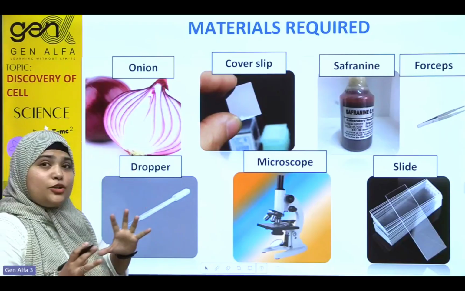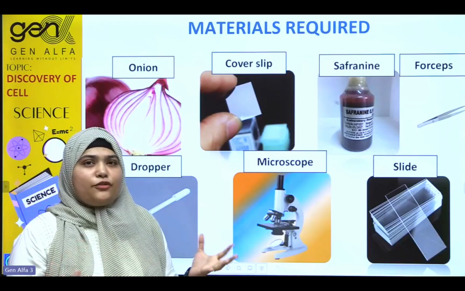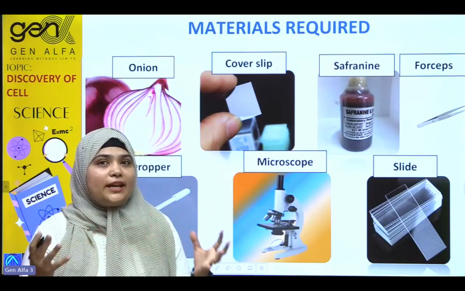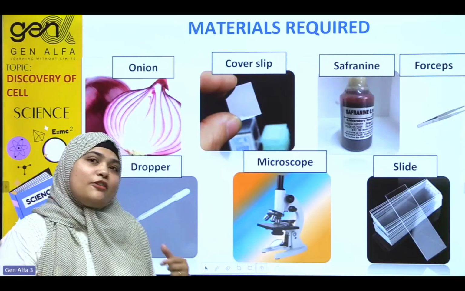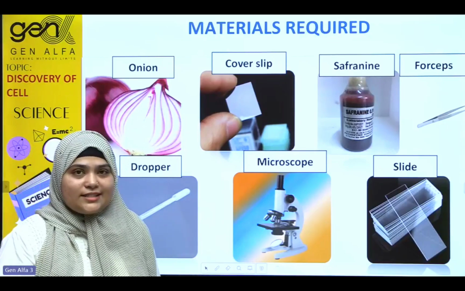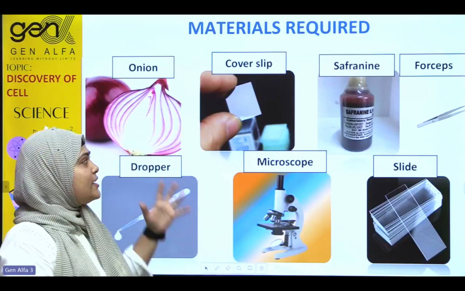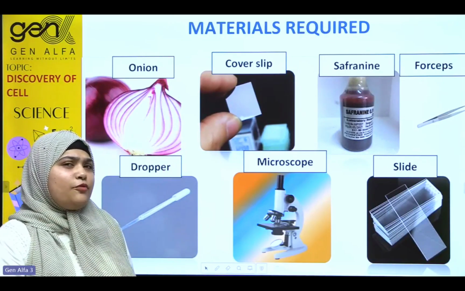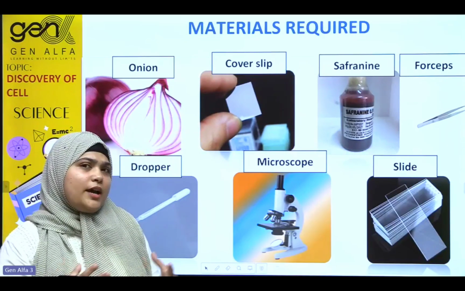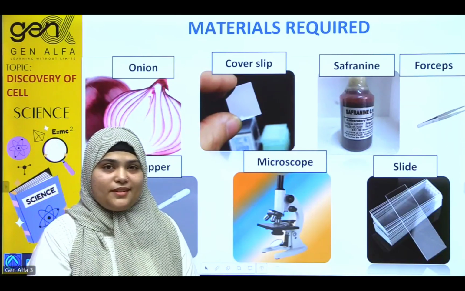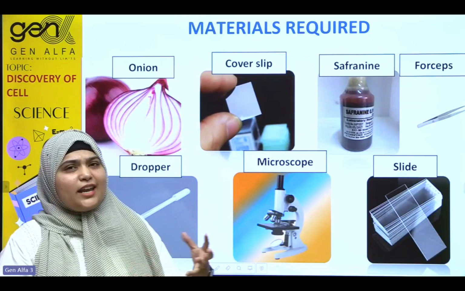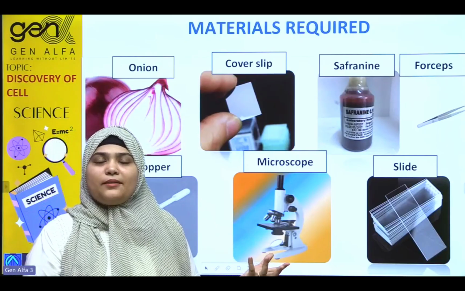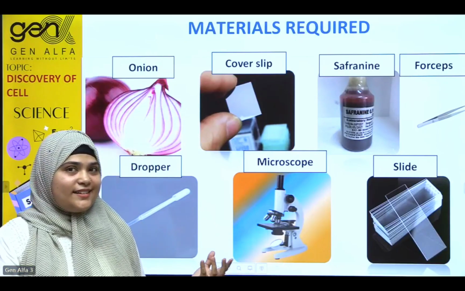First, you need materials. Of course, if you want to cook something in your kitchen, you need materials or ingredients. So for preparation of the onion slide, you need materials. These are the materials. You need onion. Students, what do you think? Why are we taking only onion? Any idea? Why are we not taking any other kind of peel, like apple peel or leaf peel?